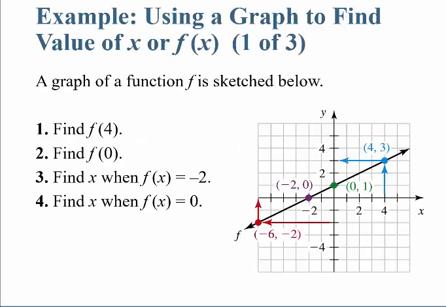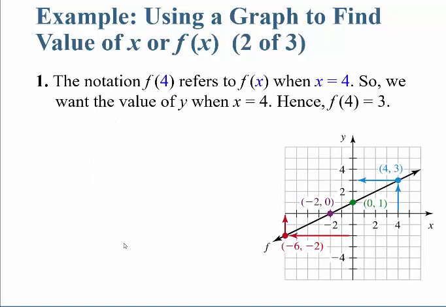All right, let's take a look at this one. A graph of a function f is sketched below. So I've got this function here. Just so we're clear, ignore all the colored stuff. The black line here is the function. I want to find f of 4, f of 0. I want to find x when f of x is equal to negative 2, and I want to find x when f of x is equal to 0.